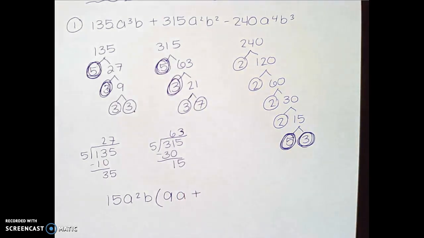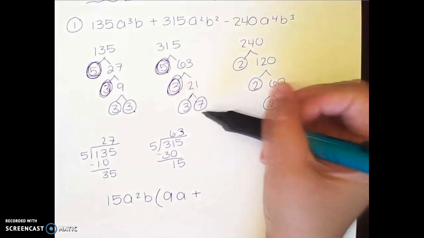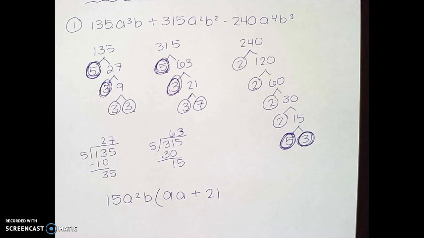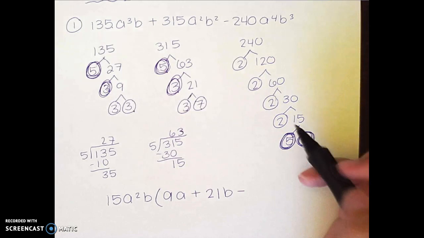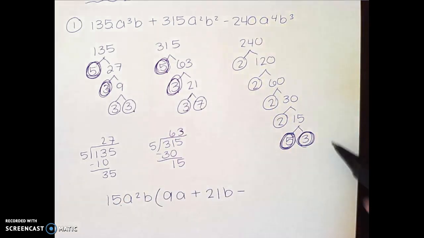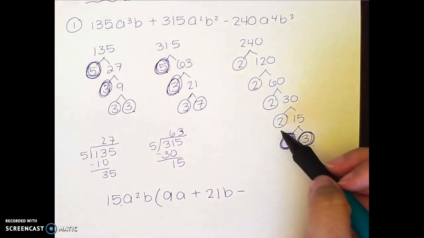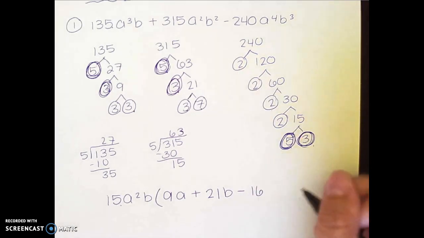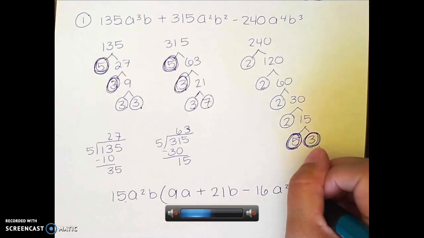Plus, so 315 divided by 15, same thing. I already used the 5 and the 3 to get the 15, so 3 times 7 is 21. A squared divided by a squared is 1, b squared divided by b is b, minus 240 divided by 15. So 15 times 3 was already used. Looking at my other prime factors, 2 times 2 is 4, times 2 is 8, times 2 is 16. A to the fourth divided by a squared is a squared. And b cubed divided by b is b squared.